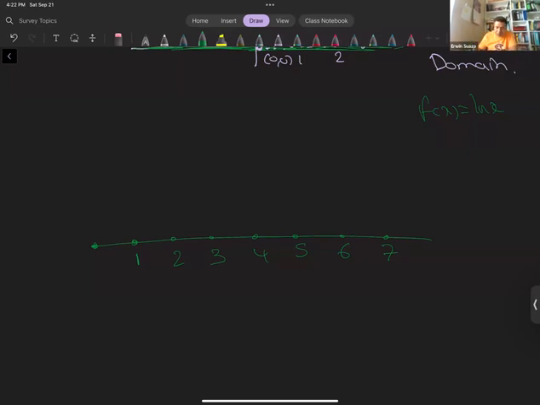Okay. So my domain is the positive integers. And if my function is ln of x, we all know that ln of x at 1 is 0, and it goes like this. So we got ln of 1 is 0, 2 is ln of 2, 3 is ln of 3, 4 is ln of 4, 5 is ln of 5, 6 is ln of 6, and so on.